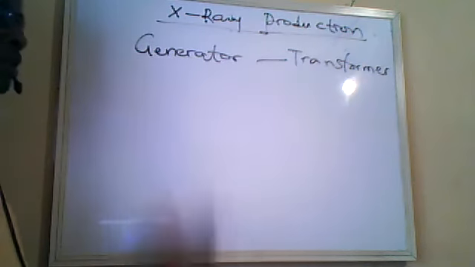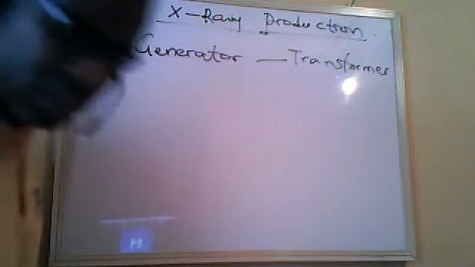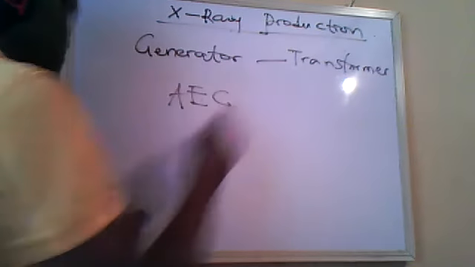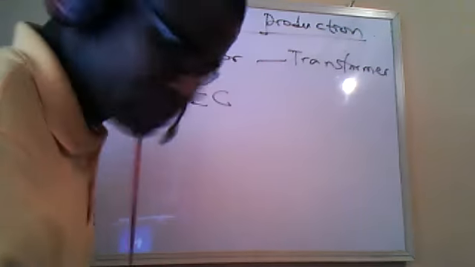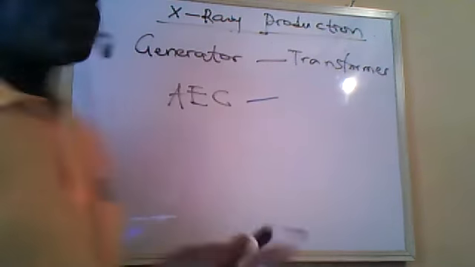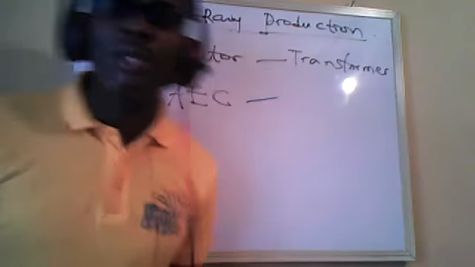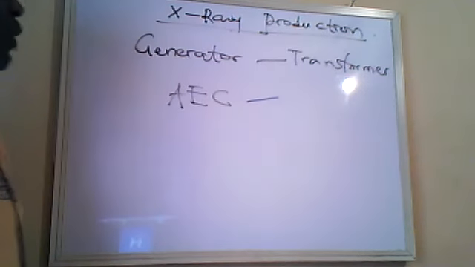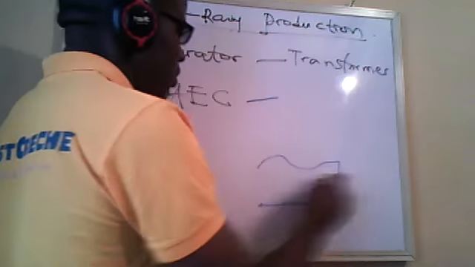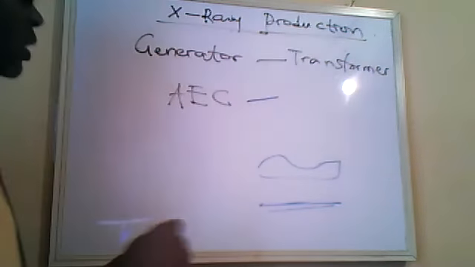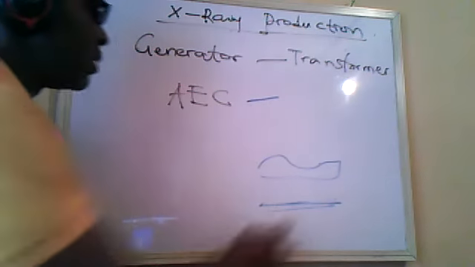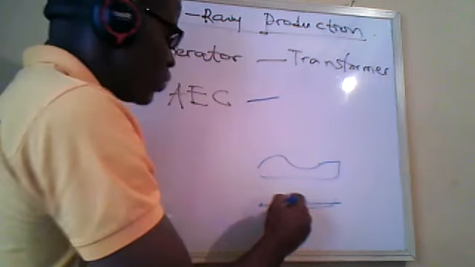Another part of the X-ray tube we need to also talk about is the AEC, automatic exposure control. When we want to do an exposure, you put a detector on the patient this way. The AEC is normally attached. It normally has a detector somewhere.